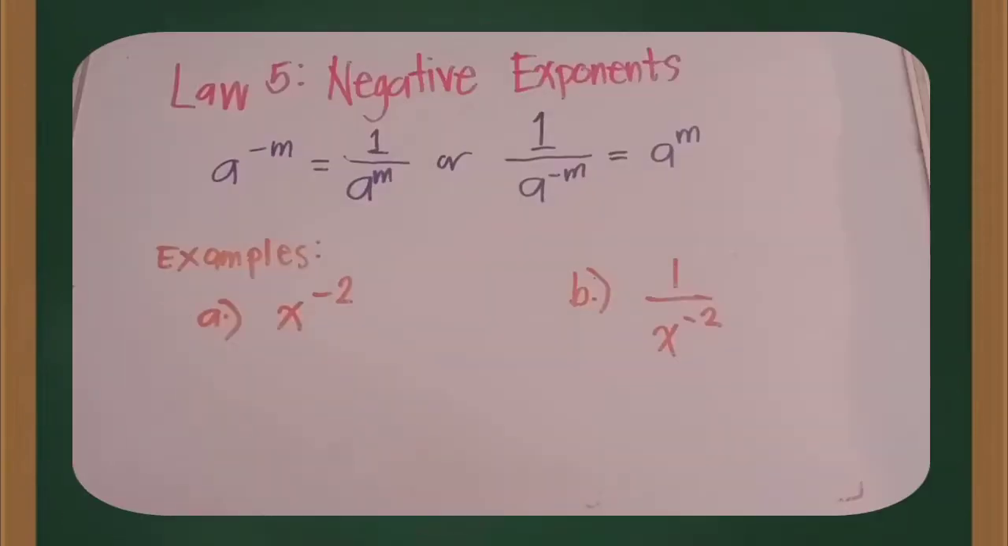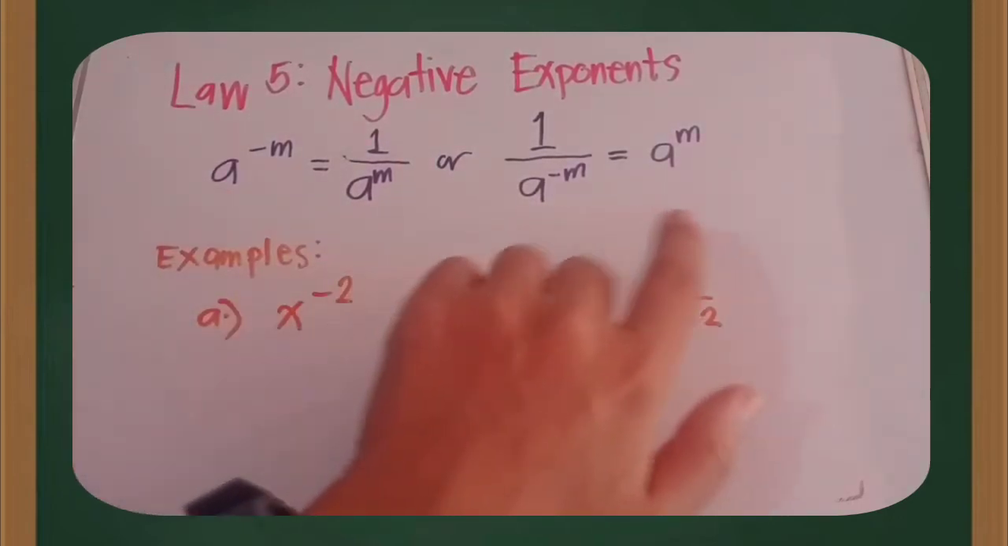Now let's have the fifth law, which is the negative exponents. Now let's be aware that not all the time the exponents are positive. Okay, so there are instances nga mahimong negative ang atuang exponent. Now kung negative gani ang atong exponent, our goal is to make it positive. Okay, please take note ha. Once ang atuang exponent is negative, ang atuang goal is atua siyang ipa-positive.